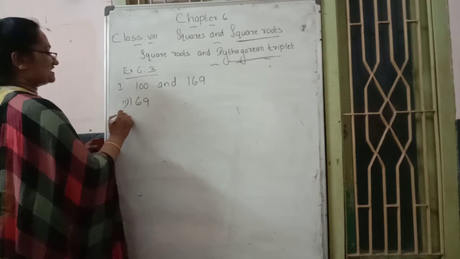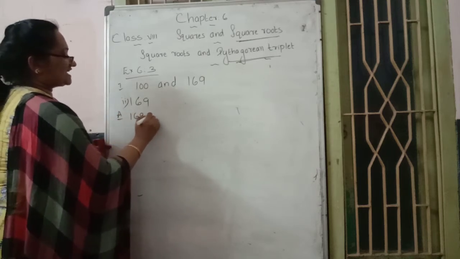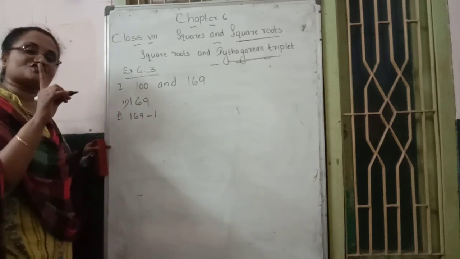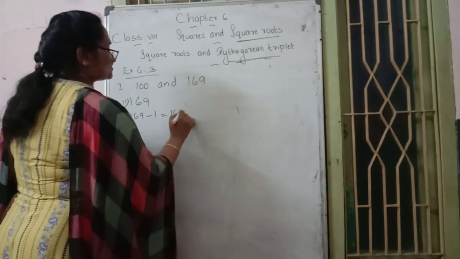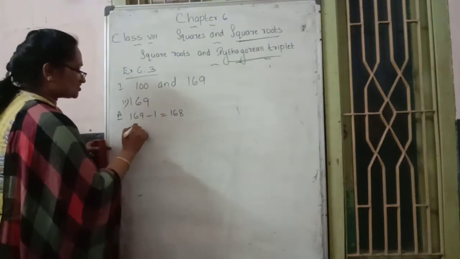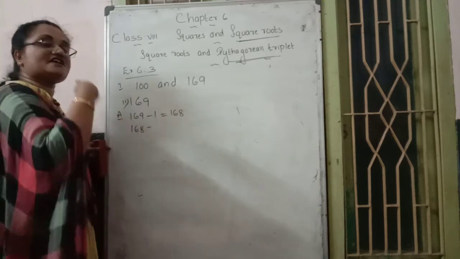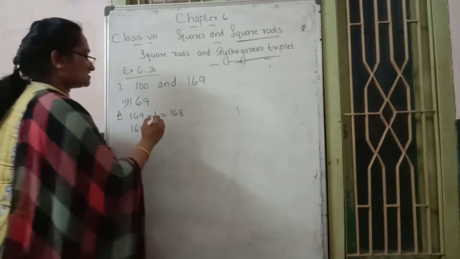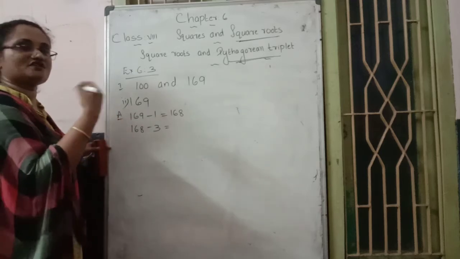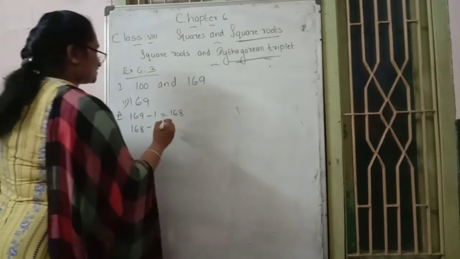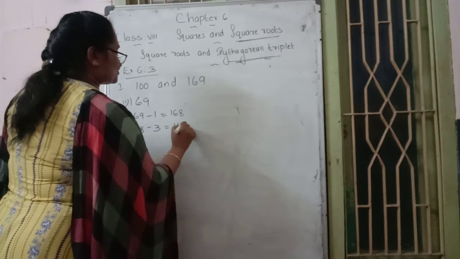There also, starting with 169, it is subtracted with the first odd number. Which is the first odd number? 1. So the answer becomes how much? 168. Again 168 is subtracted with the next odd number. 3 is the next odd number, 2 is the even number. So the next odd number becomes 3. So how much are we getting? 165.